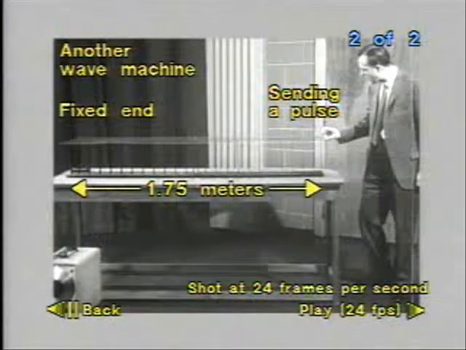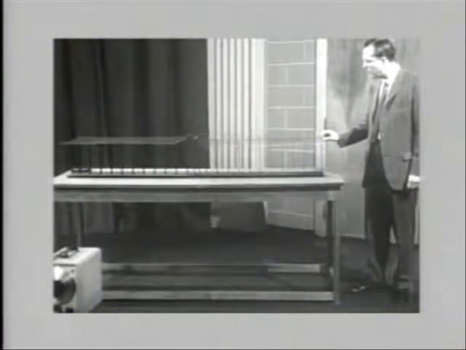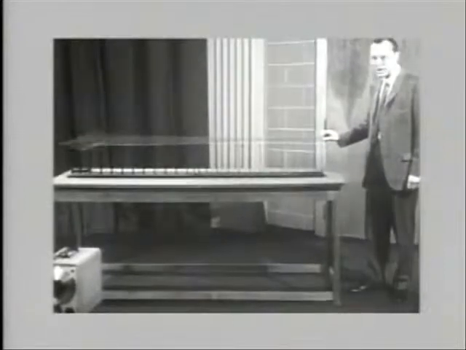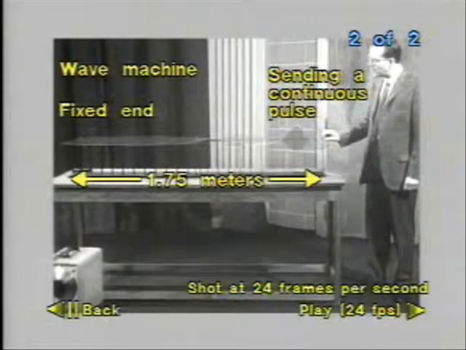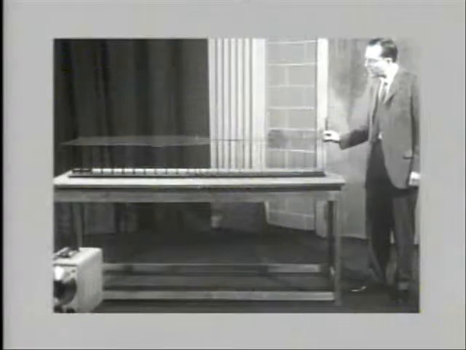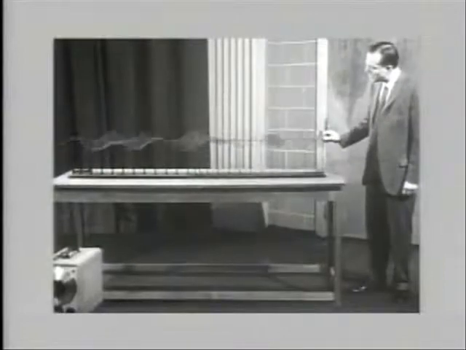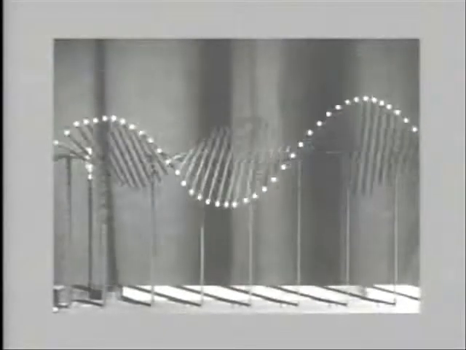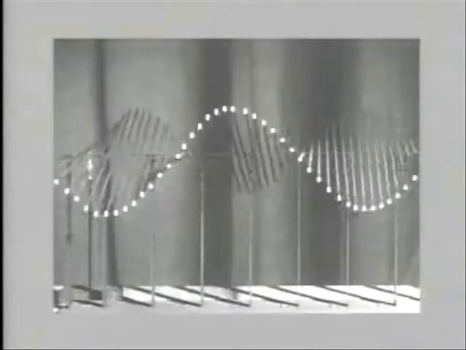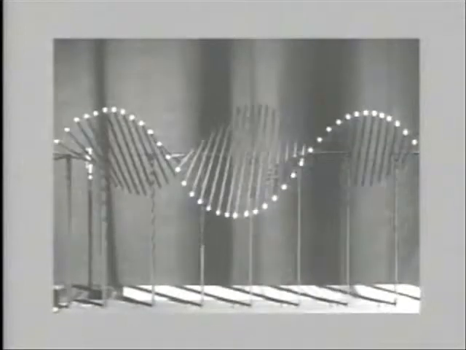We're going to go for... If I send out a wave pulse, it reflects from the other end. If I send out a continuous train of waves, the reflected waves interfere with the incident waves, and we get regions of maximum displacement and regions of minimum displacement.